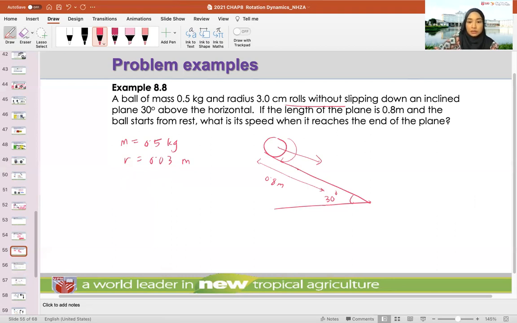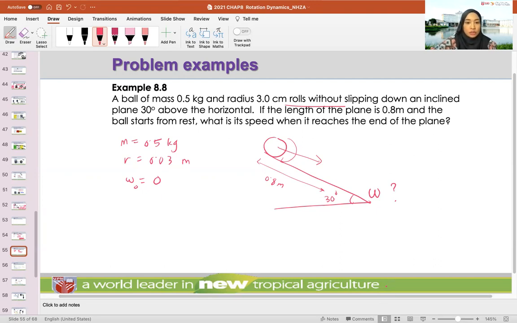Never mind. So this is 0.8, 0.8, and the ball starts from rest. Omega naught is equal to 0. What is its speed when it reaches the end of the plane? What is omega over here?